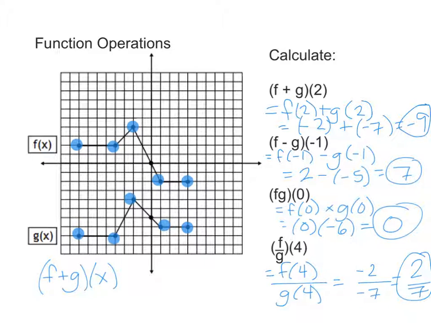So if we were going to do f plus g of 2, for example, we already did that. And we found out that it's equal to -9. That means that the point on the new graph is 2, -9. So 2 and -9. So down there will be 1 point on f plus g of x. So I'm going to give you a little bit of time just to try that out, play around with it for a bit.